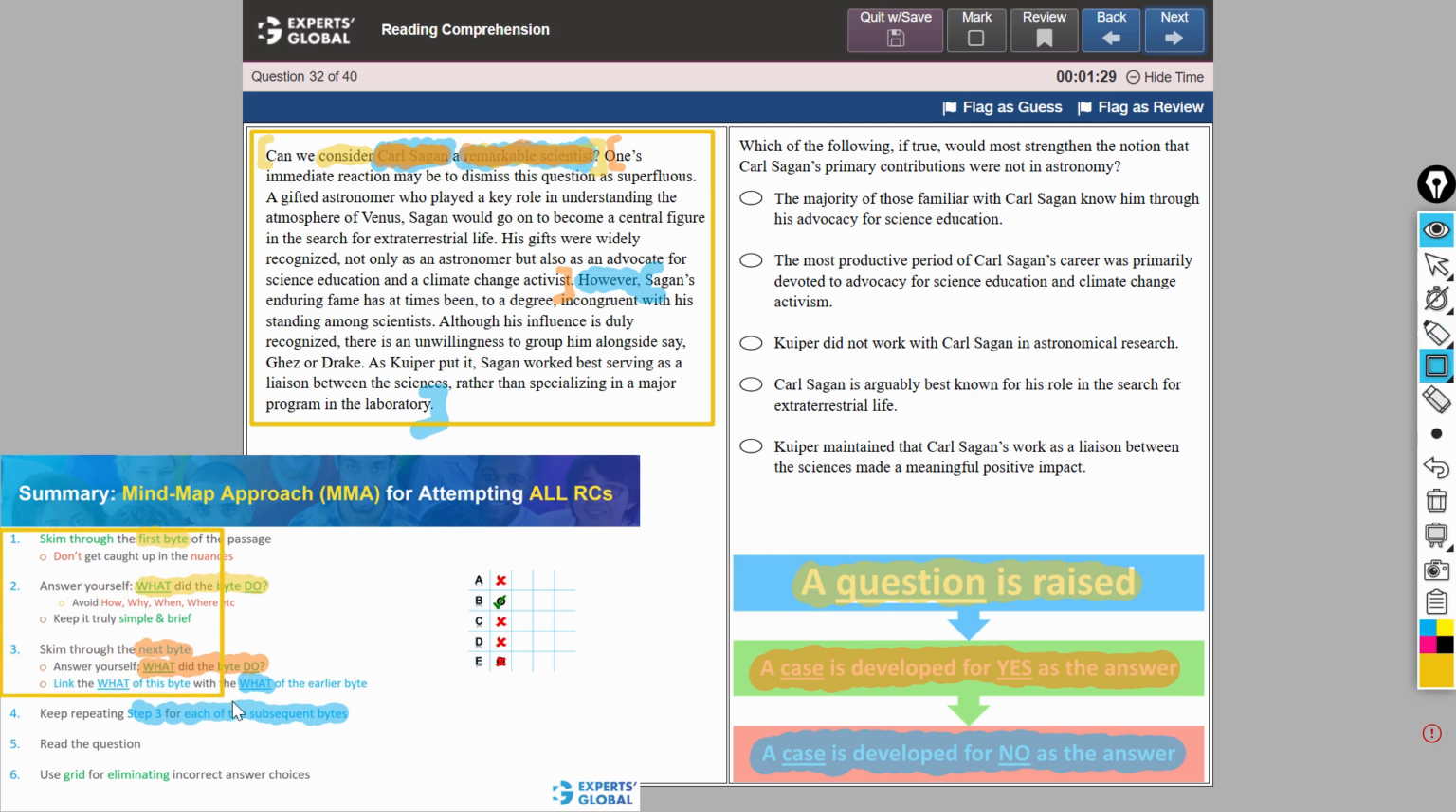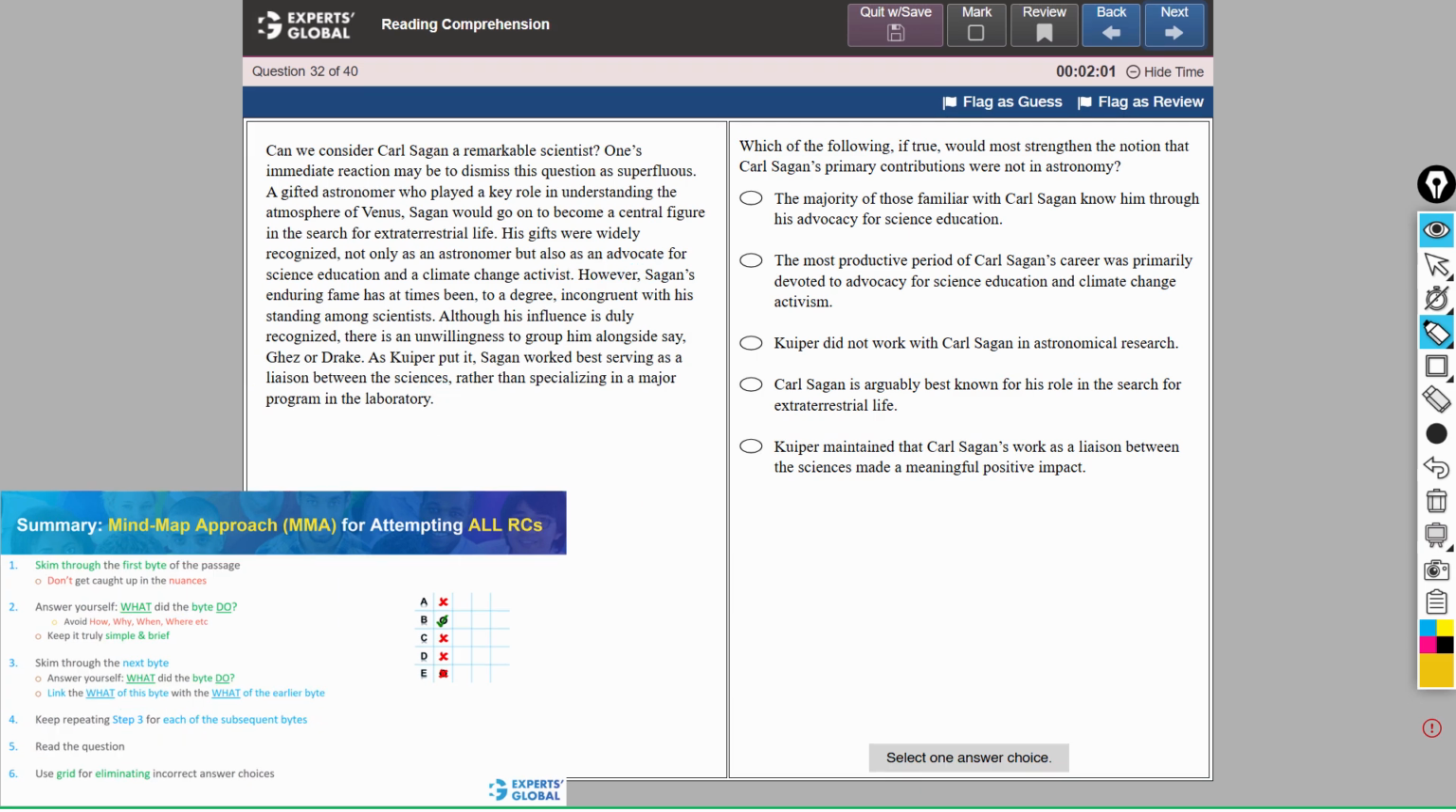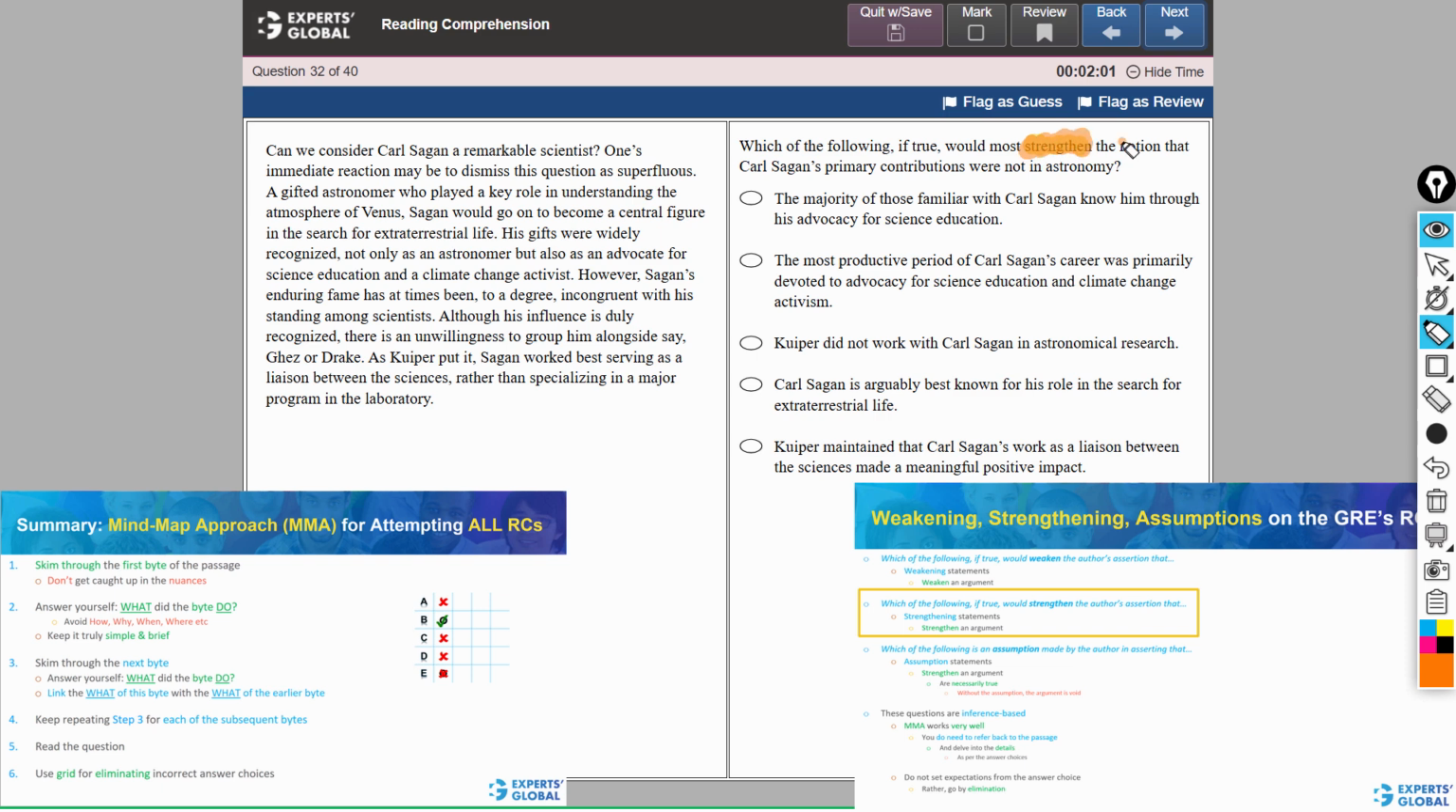We completed the first 4 steps, and now we must go about reading the question stem. We see that this is a strengthening question. We need to strengthen the notion that our scientist's primary contributions were not in astronomy. This is a bit counterintuitive because in the passage, his most concrete achievements have been in astronomy.